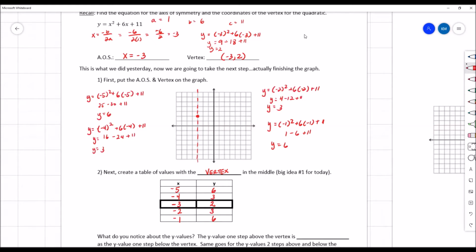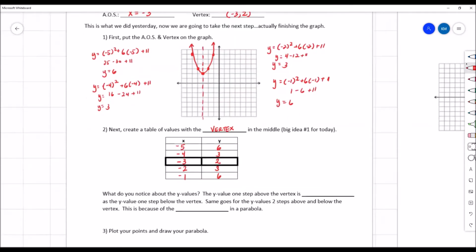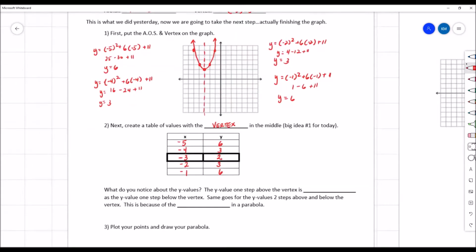Negative 5, 6; negative 4, 3; negative 2, 3; negative 1, 6. And so we have our U-shaped curve going through there, aka a parabola.